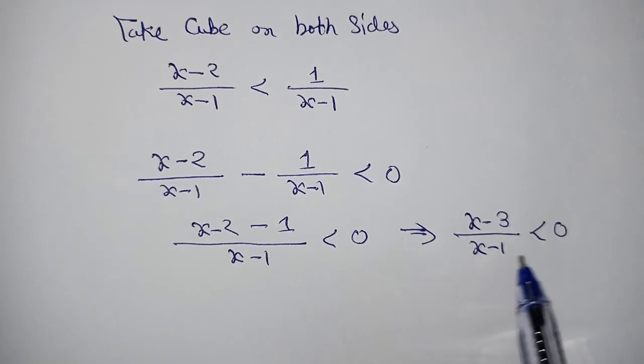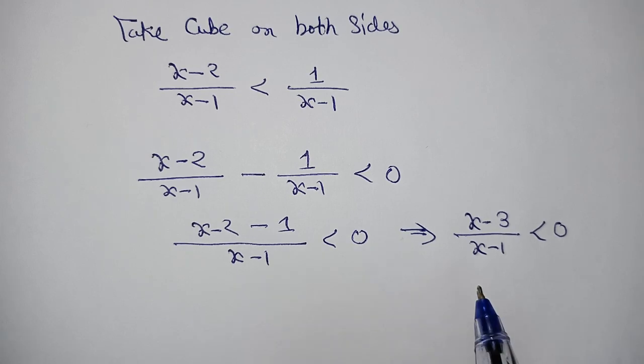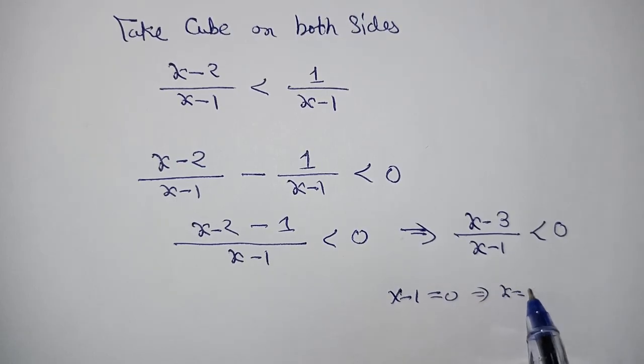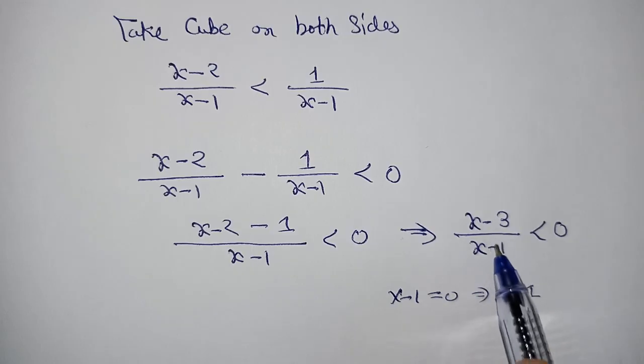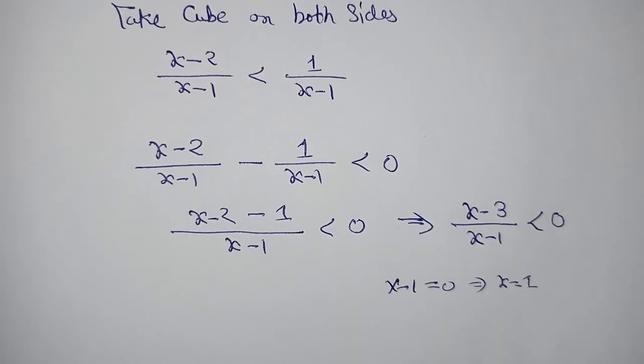So how to solve this portion and get the value of x? So we can use wavy curve method. In wavy curve method, here what we need to observe is, here the denominator is x minus 1. What does it mean? x minus 1, when we put 0, this gives the value x equal 1. That means x cannot be 1, otherwise the whole value will be undefined.